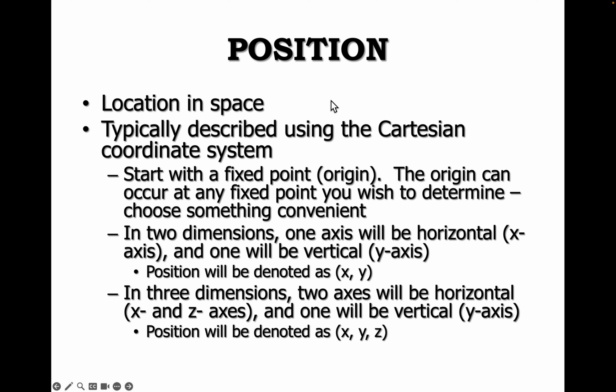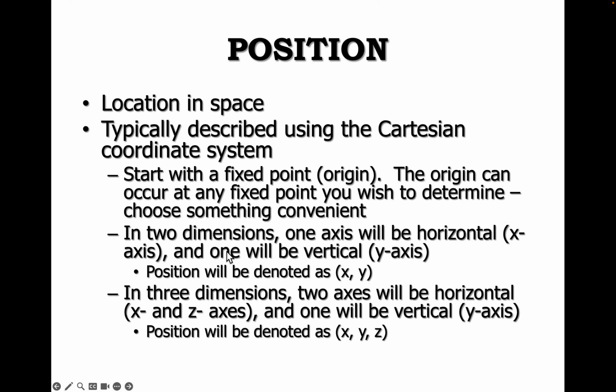Now, position. For us to be able to move in space, we need to understand what our position is. Position is just a location in space. Typically we represent this using the Cartesian coordinate system, essentially the x and y axes or x, y, and z axes. With these two-dimensional or three-dimensional visual representations, we always start with a fixed point called the origin. You can choose wherever this origin is going to be depending on the particular situation you're analyzing. Oftentimes we'll think about it in terms of where you start.